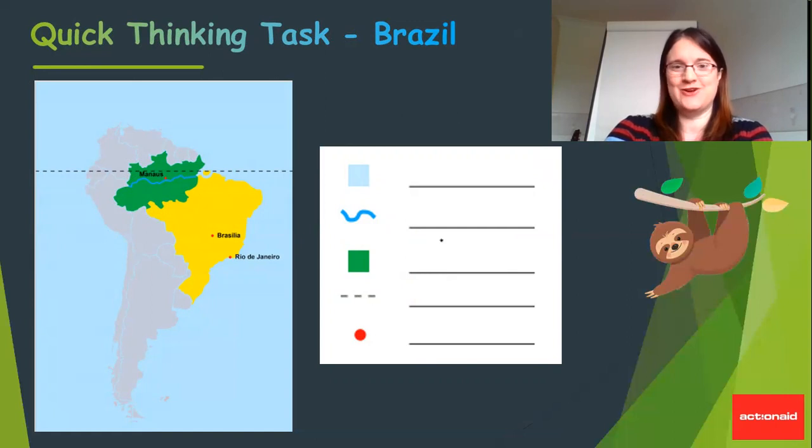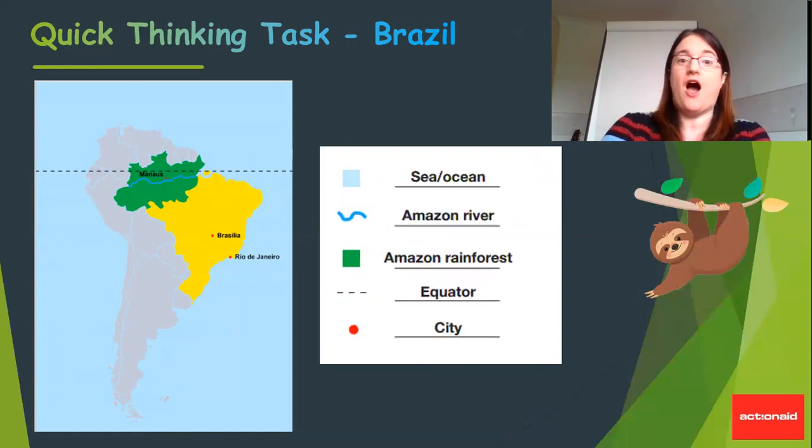Okay, how did you do? Do you think you've got it? Let's have a look. So hopefully you worked out that the blue was the sea or the ocean. Then I'm hoping that you worked out that that wiggly blue line was the Amazon River, because we've already mentioned the Amazon River, haven't we? And then the green is the Amazon rainforest.